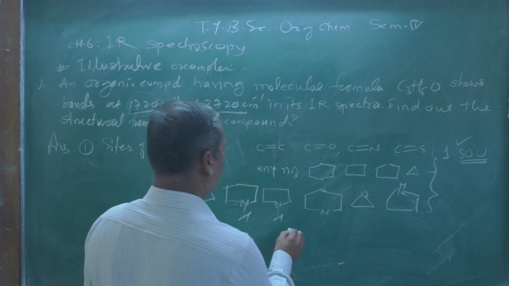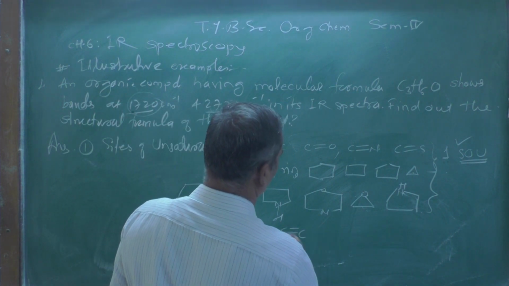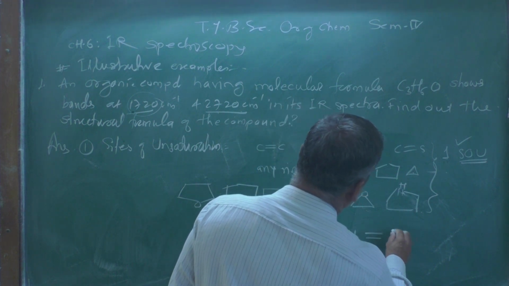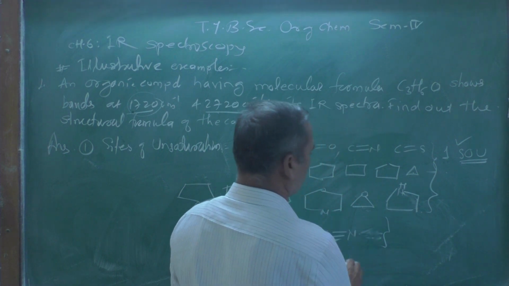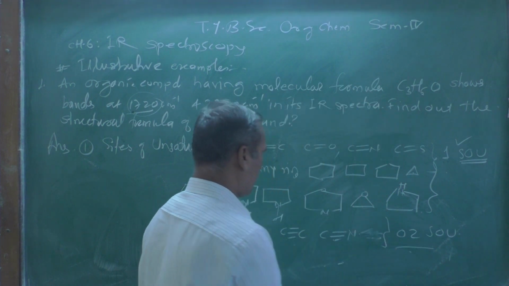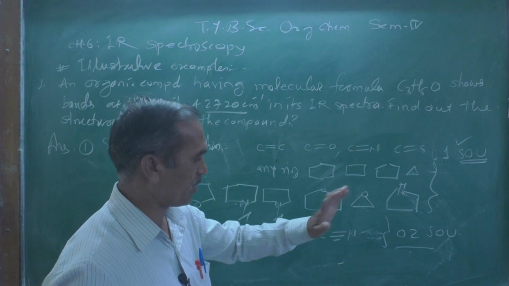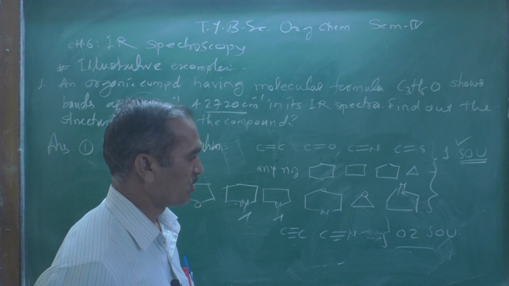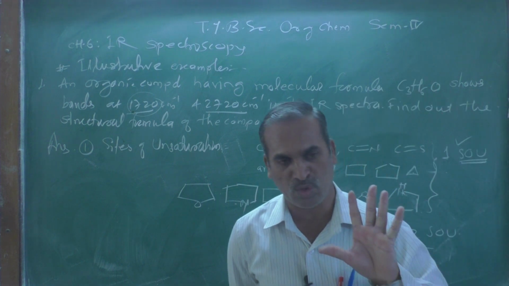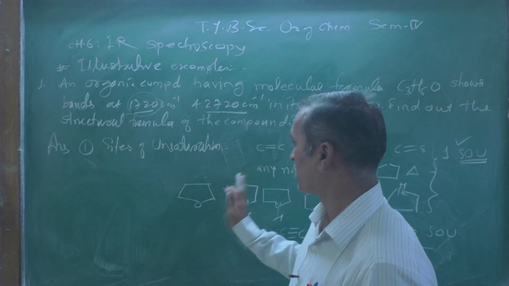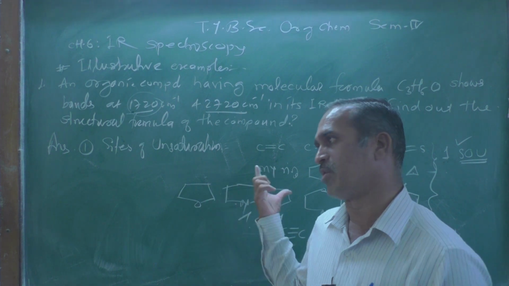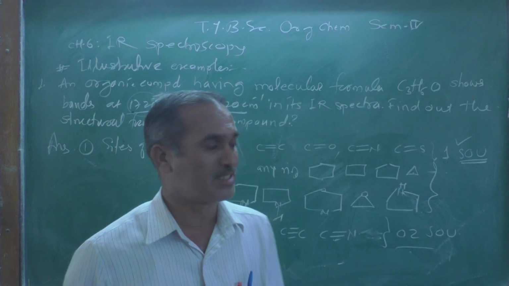Again remember, if there is a carbon-carbon triple bond or a carbon-nitrogen triple bond, how many sites of unsaturation are there? There are 2 sites of unsaturation. Unsaturation means what? The organic compound containing a double bond or multiple bond. That type of organic compound is called unsaturated.